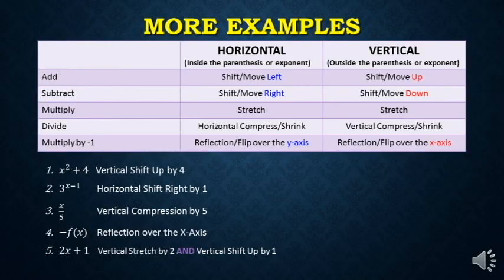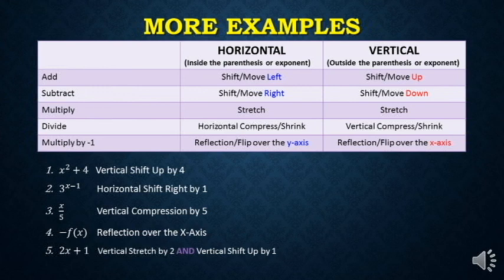This chart is going to be the most beneficial to figure out the transformations of functions. Let's look at number 1, x squared plus 4. The first thing you do is identify the operation. I see that we're adding, so I go to my chart and look up add. I also notice that that addition sign is not in parentheses and is not in an exponent. Therefore, I know it has to be a vertical shift up by 4 spaces.